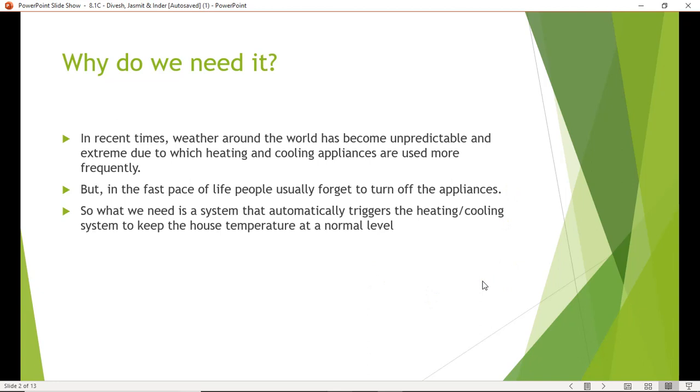So this increases the usage of heating and cooling appliances. And in this busy life, people often forget to switch off the appliances. So this system is basically designed for such people. What our system will do is keep your house at normal temperature.